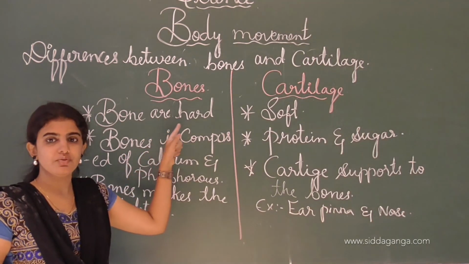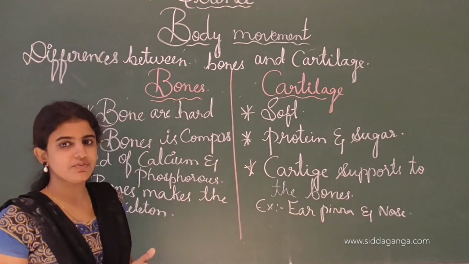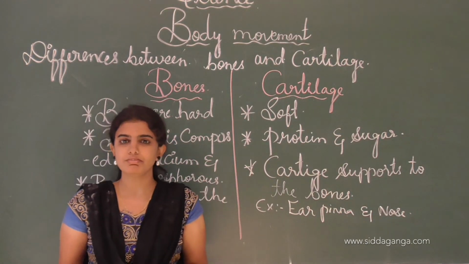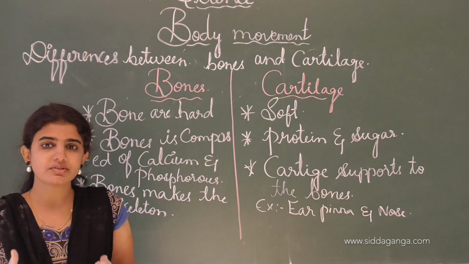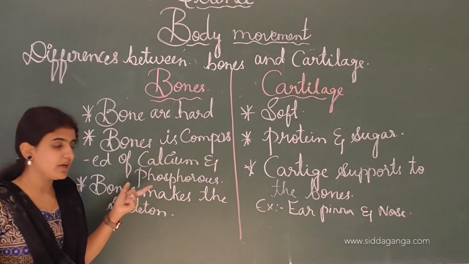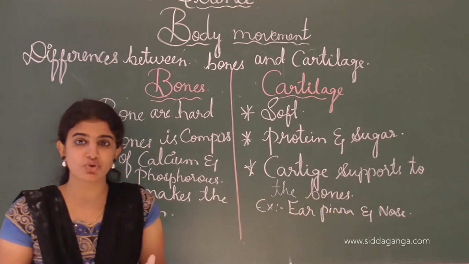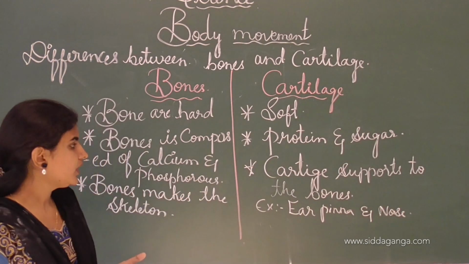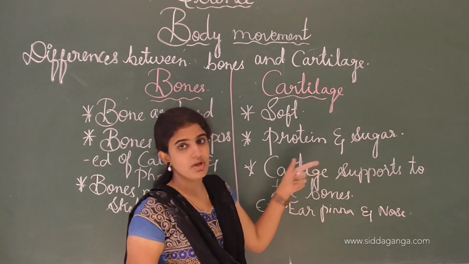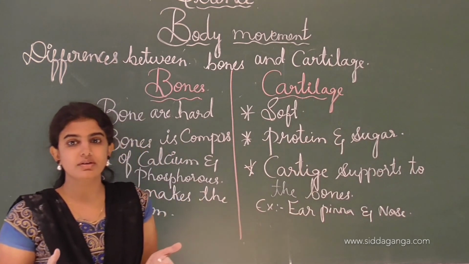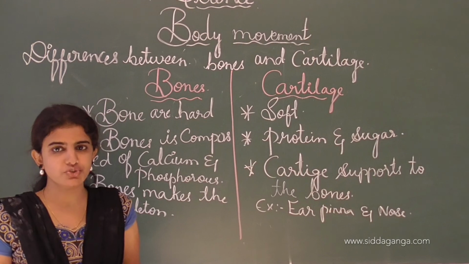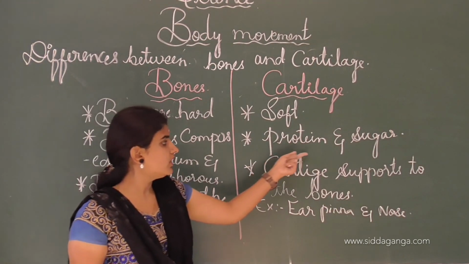So the differences between bones and cartilage are: bones are hard in nature, whereas cartilage is soft in nature, and bones are composed of calcium as well as phosphorus. That's why it is hard in nature, and this calcium and phosphorus help the bone to become stronger and healthier, whereas cartilage contains proteins as well as sugar, and sugar is nothing but what we eat as food, which forms sugar.